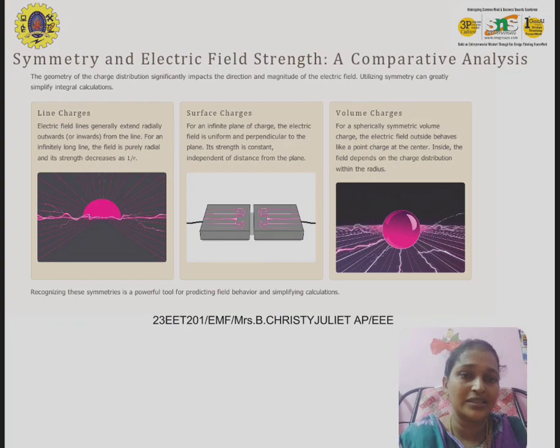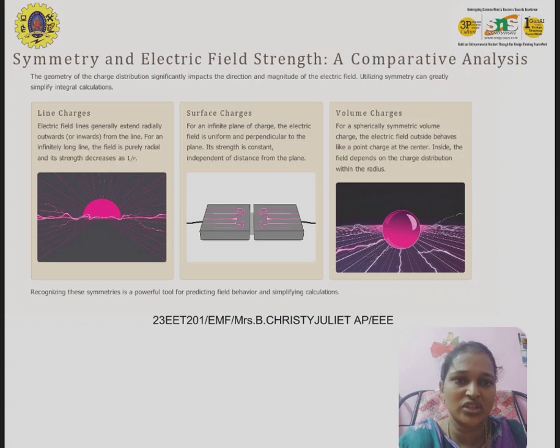Now we can have a symmetry about this electric field strength. The geometry of this line charge, this continuous charge distribution, has a significant impact on the magnitude and direction of the electric field. By utilizing this symmetry, we can easily simplify the integration calculations. If we take line charges, the electric field lines generally extend radially outwards or maybe inwards from the line. So for an infinitely long line, the field is purely radial and its strength decreases as the distance increases.